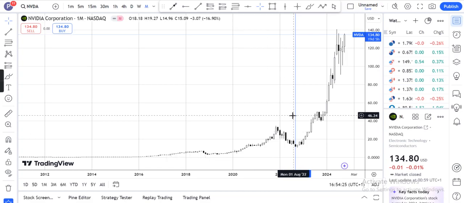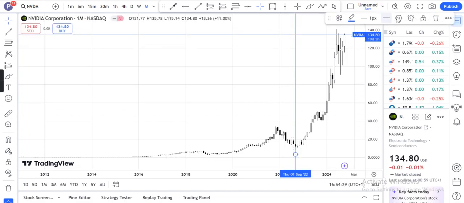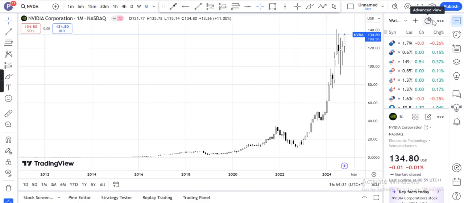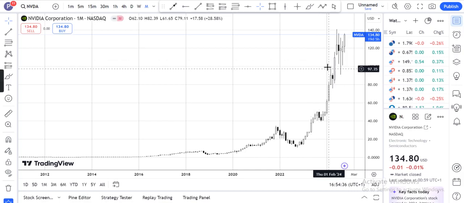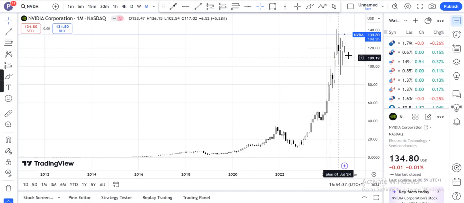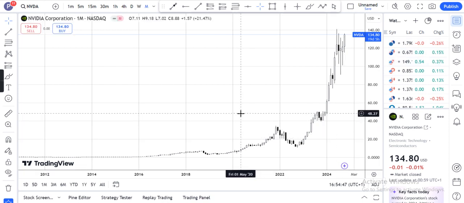Now, what actually is Nvidia stock? Nvidia stock is actually an AI related stock. You understand? An AI related stock. It's sitting at a price of $134.80. That's the current price of the Nvidia stock.